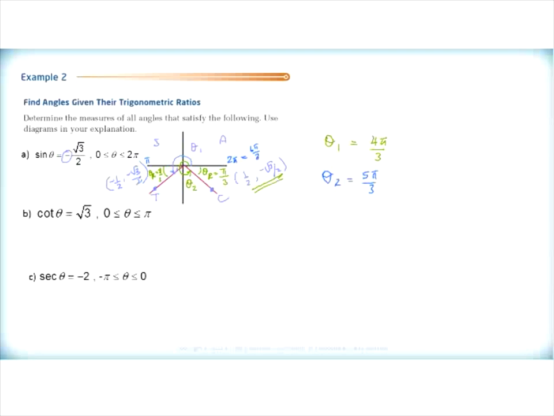Let's have a look at B. The cotan of theta equals positive root 3. So again, I'm going to draw a diagram here to help us out. Cotan is positive in two quadrants. If we use our CAS rule again, cotan is positive in the same two places that tan is positive. Tan is positive in quadrants 1 and 3, here and here. So cotan is positive in 1 and 3. So I'm going to construct a terminal arm in each quadrant. Terminal arm here and a terminal arm here.